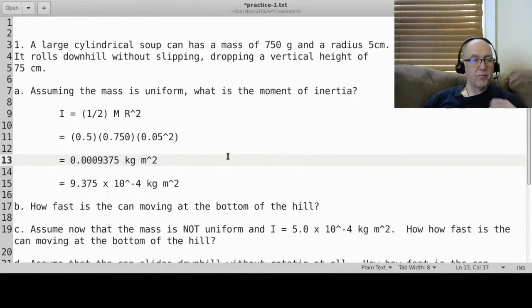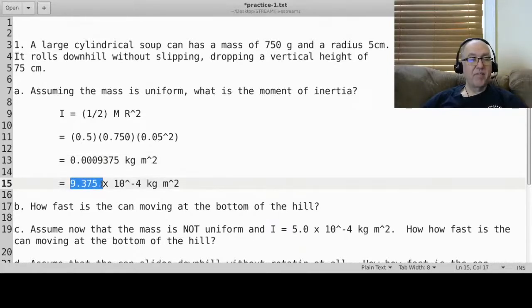0.0009. Yep, that's right. Okay, so there it is. It's actually a very small number, and so you might want to write it in scientific notation, which is 9.375 times 10 to the minus 4 kilogram meters squared. Now what's making this number small? Because 10 to the minus 4 is 1/10,000th. So this is like 9/10,000ths of a kilogram meter squared.